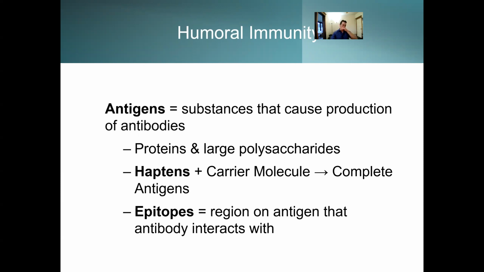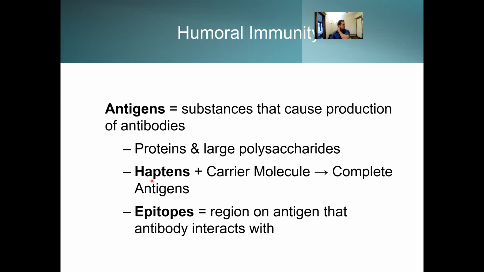Antigens often include components of the capsule, cell wall, flagella, or fimbriae, comprising proteins and large polysaccharides. You also have haptens and carrier molecules here. Haptens are small molecules that elicit an immune response only when attached to a larger carrier molecule, such as a protein. So essentially, the hapten is an incomplete molecule. It needs its carrier molecule, and thus it will produce a complete antigen.